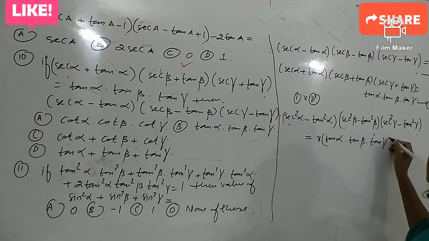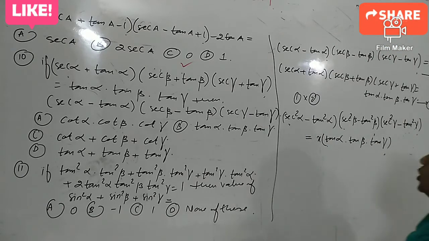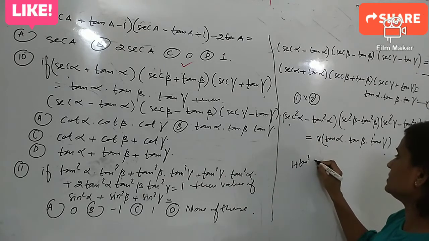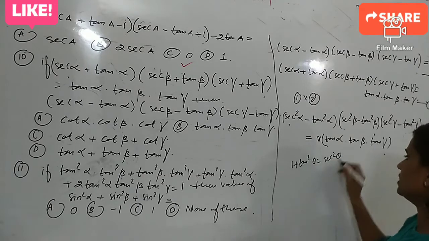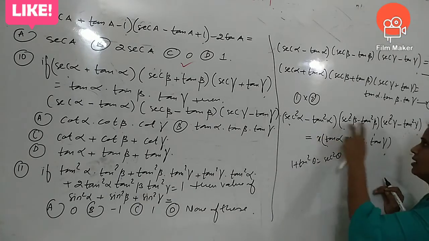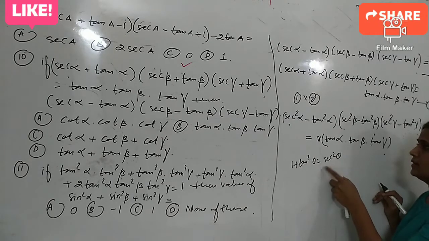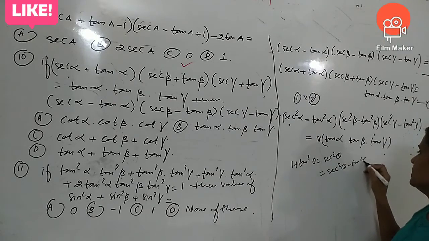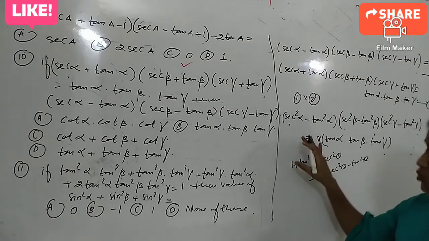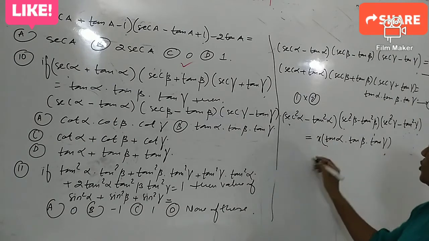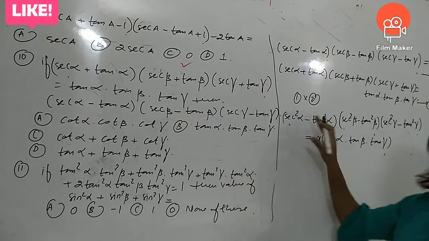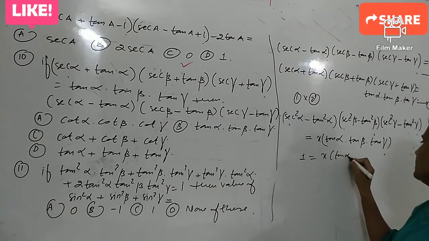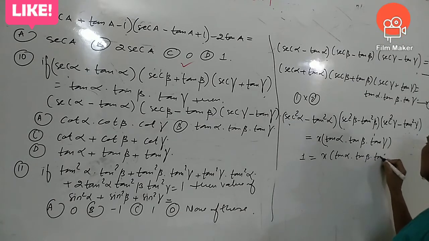into tan gamma. So by using the basic identity, what is the basic identity? That 1 plus tan square theta is equal to sec square theta. I can replace this theta by alpha, beta and gamma. So from this basic identity, the value of sec square theta minus tan square theta is always 1. So all these three brackets have the value 1. So this is 1 into 1 into 1, which means the left hand side is totally 1, equal to x into tan alpha into tan beta into tan gamma.